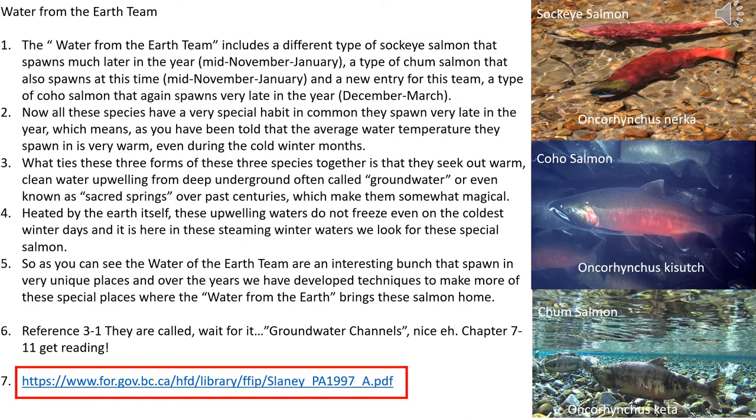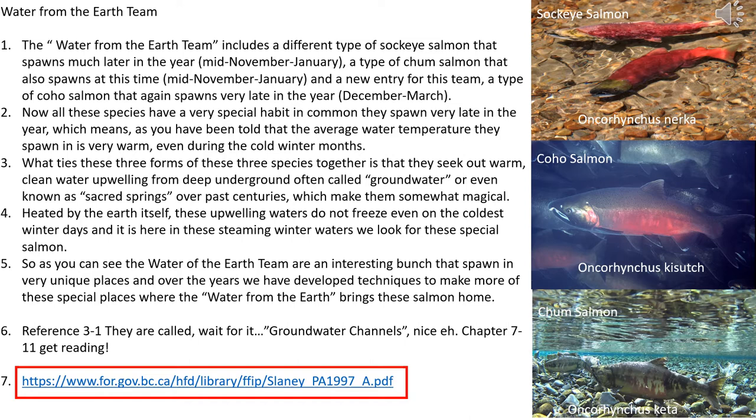So that's the idea. We're going to be talking about these types of places, and these interesting types of sockeye, chum, and coho that seek them out. We've developed techniques to make more of these special places, because they are highly productive for salmon, both for spawning and, in the case of coho, for rearing.